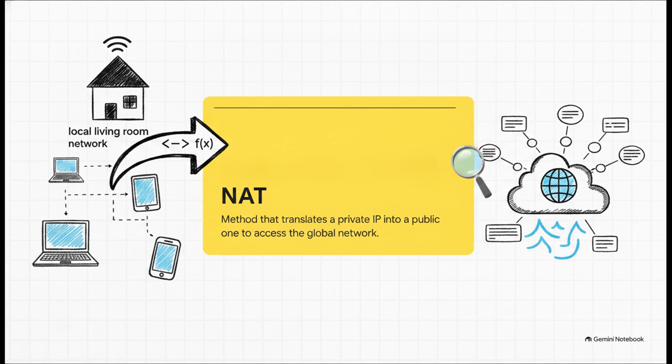You can kind of think of NAT like the mailroom of a giant corporate office building. All the internal employees have private office numbers, but to the outside world, the whole building just uses one public street address. NAT is basically the mail clerk sorting it all out. It seamlessly modifies and translates your private IP address into your public one whenever you need to access external websites.